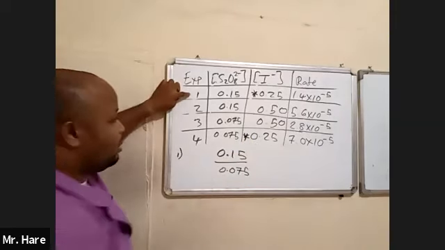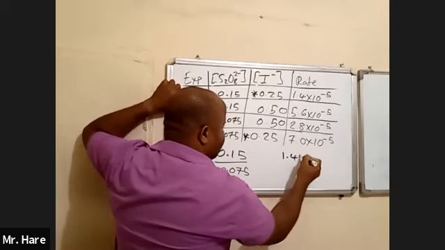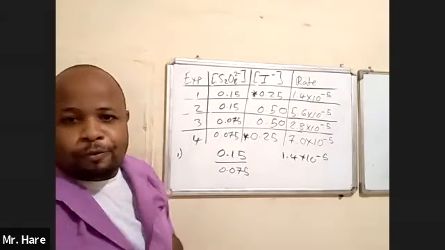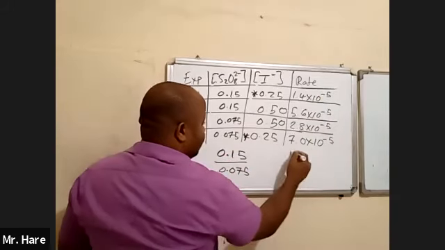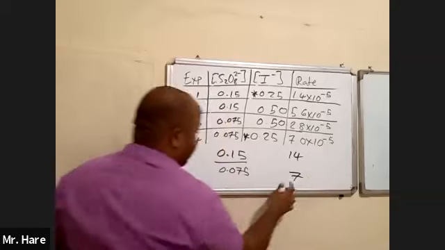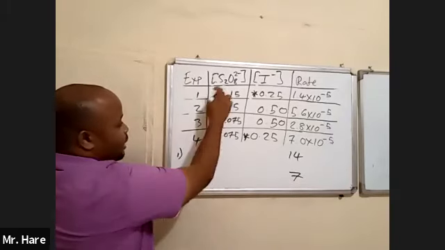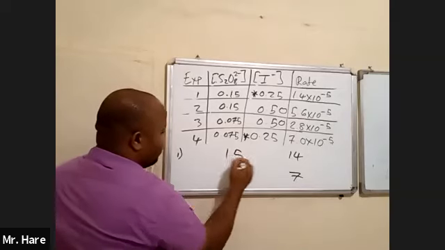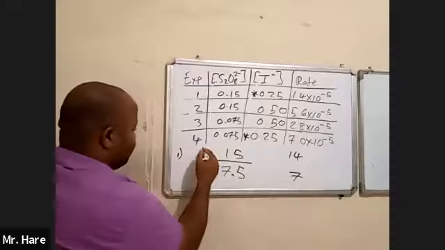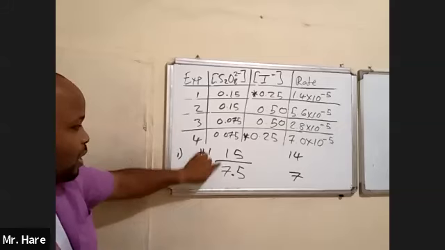Now, for experiment 1, the rate is 1.4 times 10 to the minus 5. Let's just change it to 14. All right, because both of the exponents are the same, we can say the rate is 14 for experiment 1, and it is 7 for experiment 4. And to make this easier, 0.15, we can call it 15, and we can call this 7.5. All right? So going from experiment number 1 to experiment number 4, what did we do to the concentration?